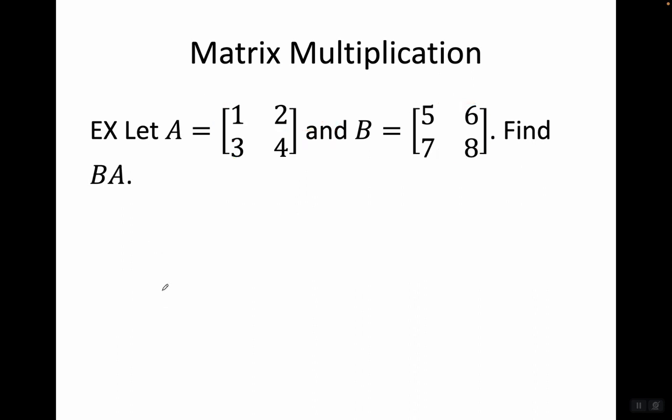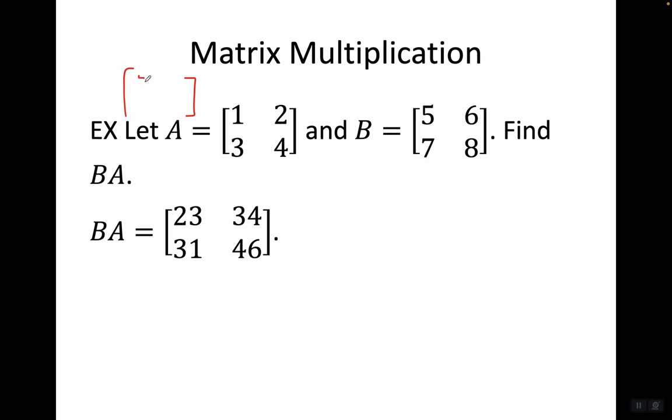Okay, how about A, [1, 2; 3, 4], B, [5, 6; 7, 8]. Find BA. BA, oh my goodness, it's kind of tough. So I'm going to write B over here. It's just easier to do this. So you write B. It's 5, 6, 7, 8. Okay, let's do this. So it's going to be this row times this column.